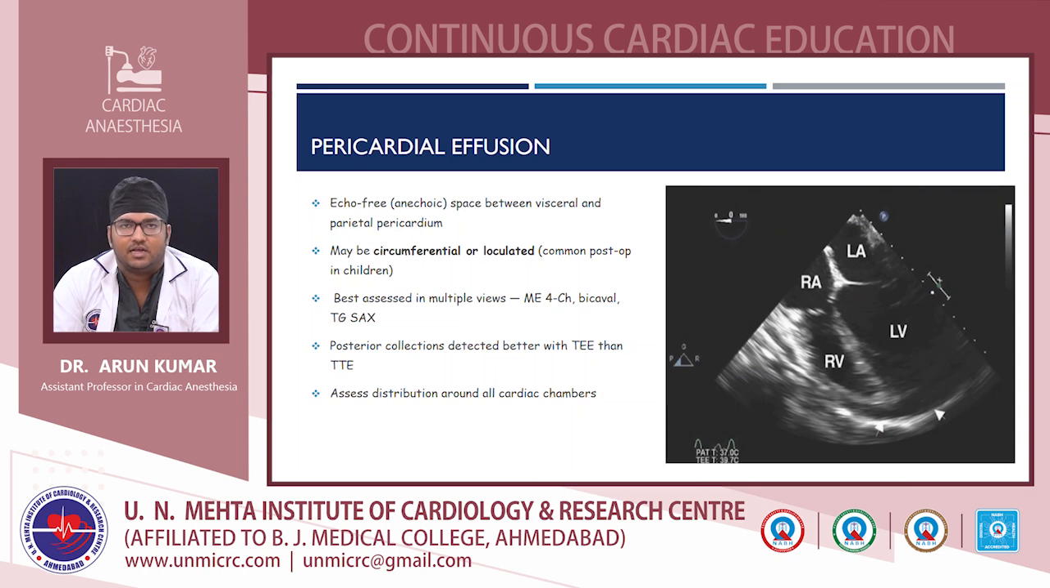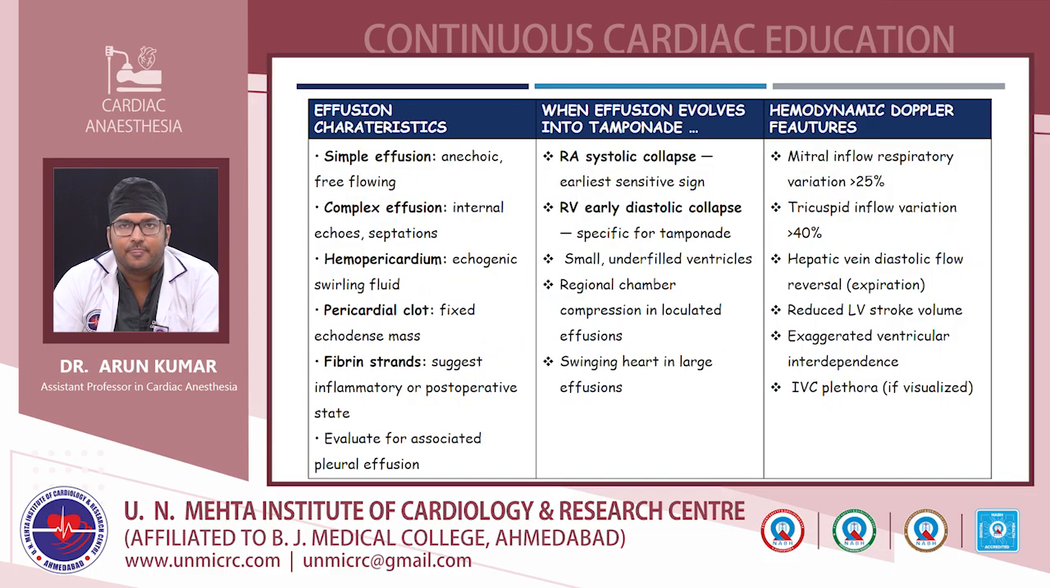We should also assess the distribution of effusion across all cardiac chambers. This table shows the morphology of effusion. A simple effusion can be anechoic and free flowing. A complex effusion has many internal echoes and septations, and hemopericardium shows echogenic swirling fluid, and a pericardial clot can also be visualized. Fibrin strands, if visualized, suggest an inflammatory or post-operative state.